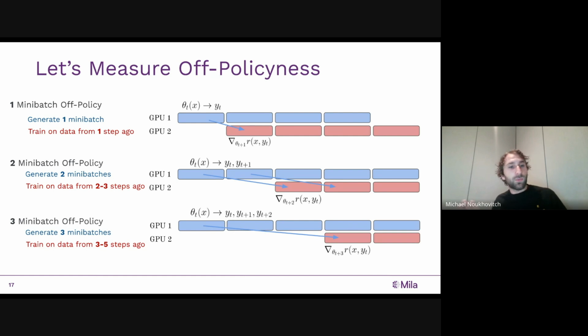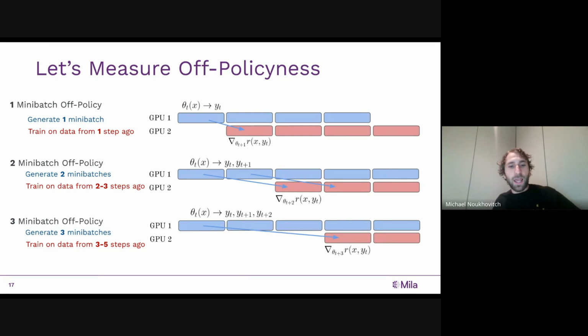So in the standard case, we generate one mini batch. The next step, we train on that mini batch. And at that step, we're generating a mini batch for the next step. We can generate two mini batches. In that case, we're training on data from 2 to 3 steps because we did an update at the second step, and then on that second batch, we're now one more update ahead. And then we can generate 3, and we can do 3 to 5. So basically, we can be more and more off policy as we generate more of these mini batches in each chunk.